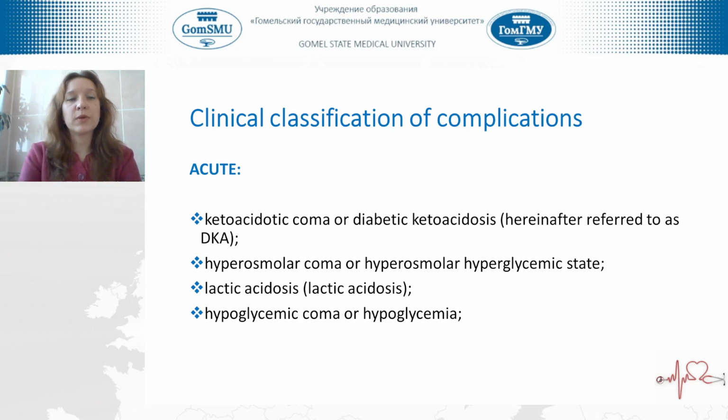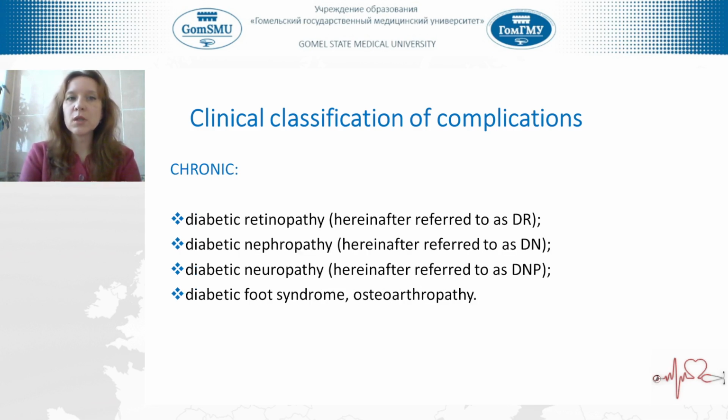Clinical classification of complications can be acute or chronic. Acute: ketoacidotic coma or diabetic ketoacidosis, hyperosmolar coma or hyperosmolar hyperglycemic state, lactic acidosis, and hypoglycemic coma or hypoglycemia. In this lecture, we're talking about chronic conditions only, because acute conditions you will discuss in another cycle. Chronic conditions: diabetic retinopathy, diabetic nephropathy, diabetic neuropathy, and diabetic foot syndrome, osteoarthropathy.